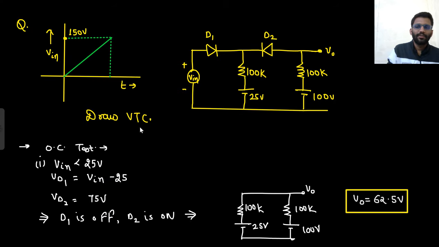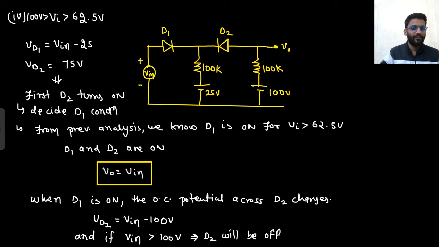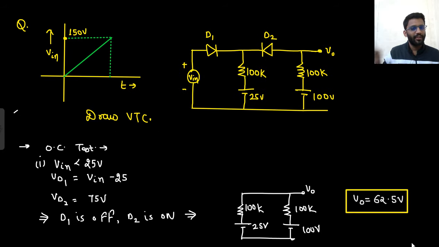Now let's move on to this question. Although this given question is from 0 to 150 only, we are checking from minus infinity to infinity, not 0 to infinity. Input can be minus infinity to infinity. The same voltage transfer characteristic it will follow, not till 150.